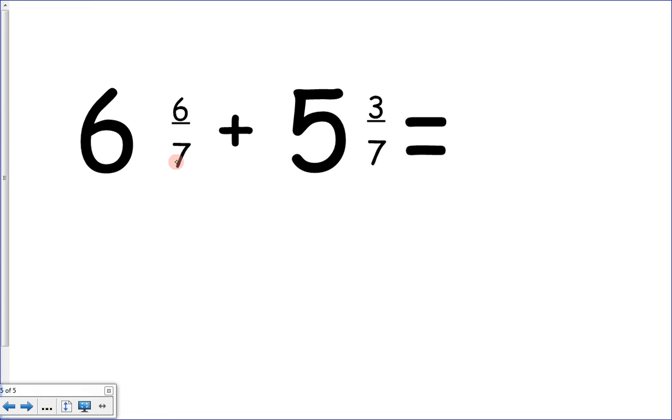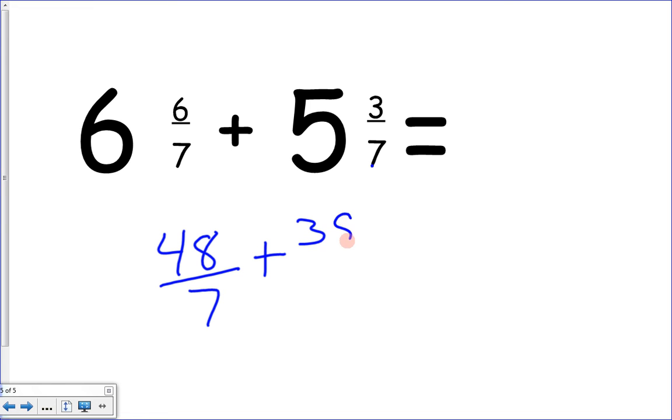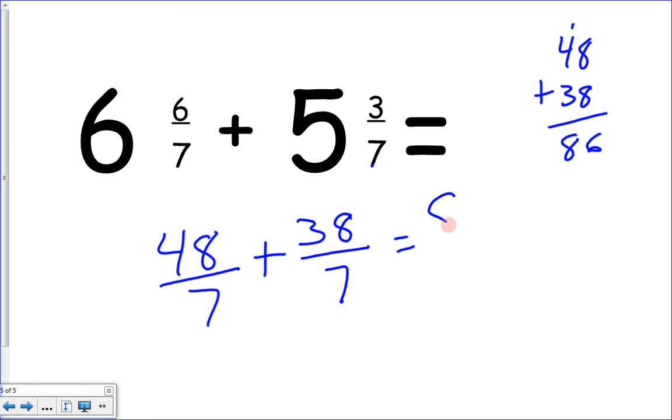All right, so let's go ahead. We have 7 times 6, 42 plus the 6, 48/7 plus denominator times 5, 35, 38/7. Uh-oh, better hurry. That was telling me I'm almost out of power here. 38 sevenths. 48 plus 38, 86. So that would equal 86 sevenths.